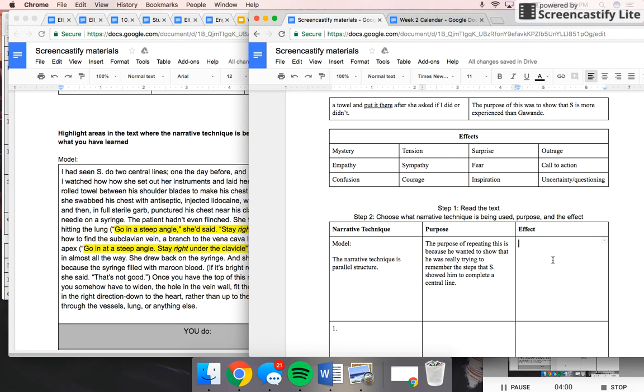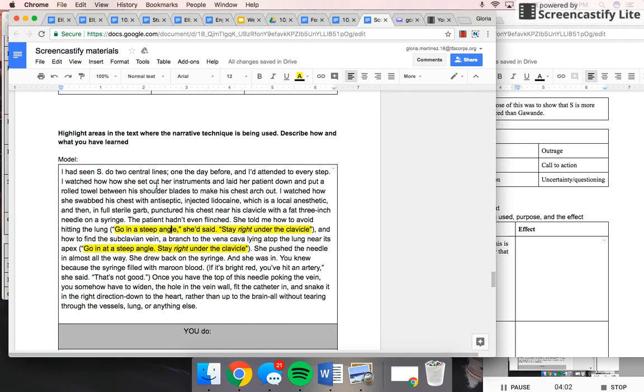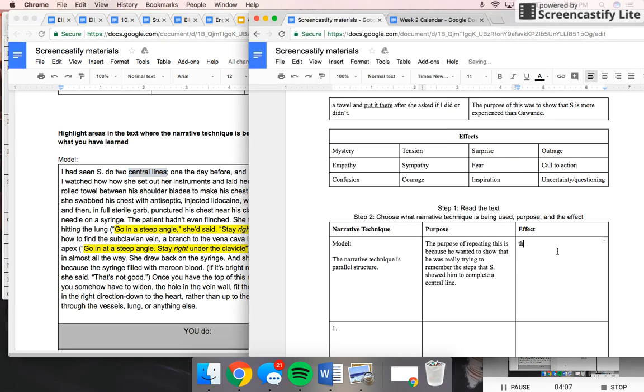How did I know this? He was not confident in inserting these central lines, right? So the effect was uncertainty and questioning. He kept trying to remember the steps that S showed him to successfully complete this. Okay?